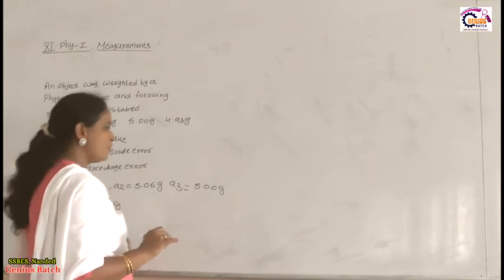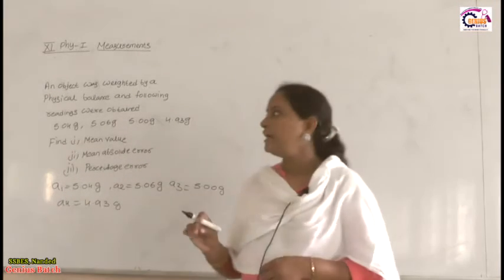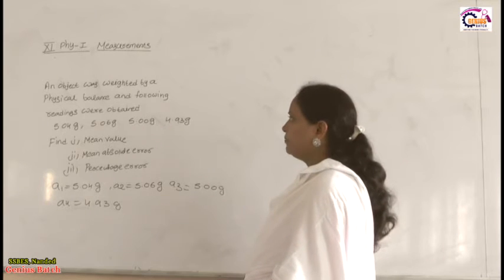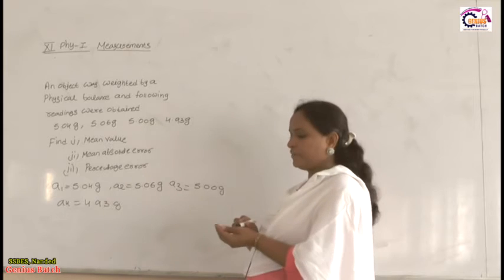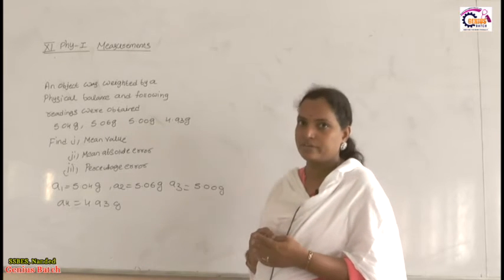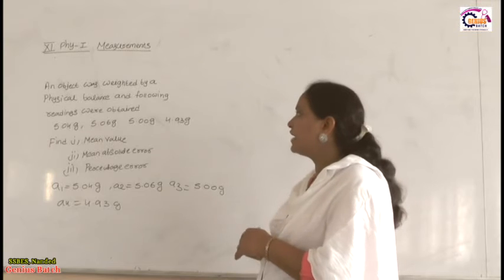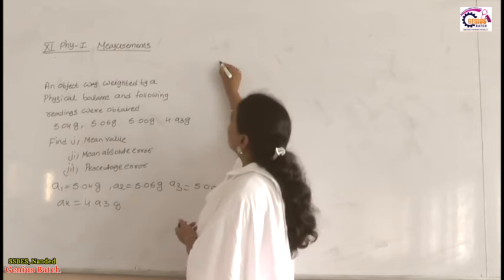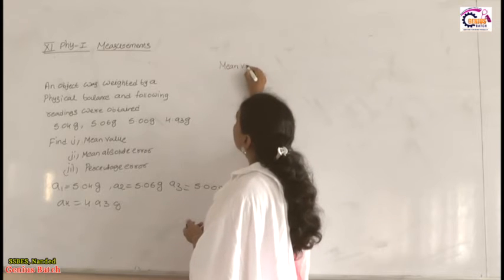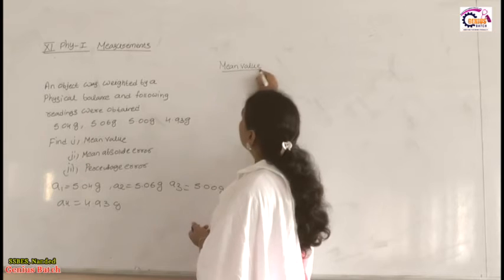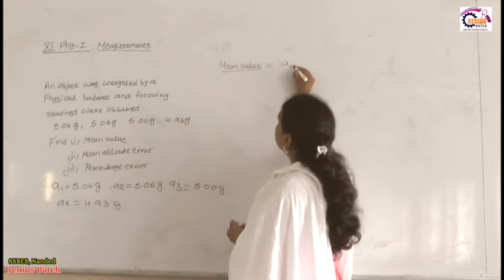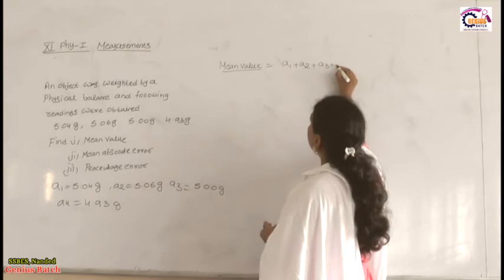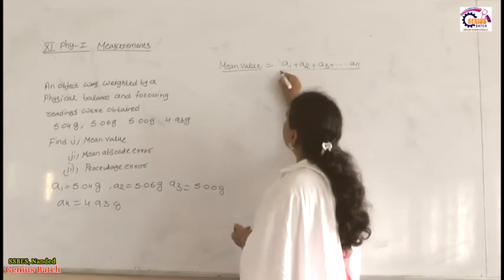First of all, they are asking us to find the mean value, mean absolute error and percentage error. In order to find the mean absolute error, we have to find the absolute error. In order to find the percentage error, we have to find the relative error. Now, what is the formula for the mean value? We have to remember this formula: the arithmetic sum of all the values, A1 plus A2 plus A3 and so on up to An, divided by n.